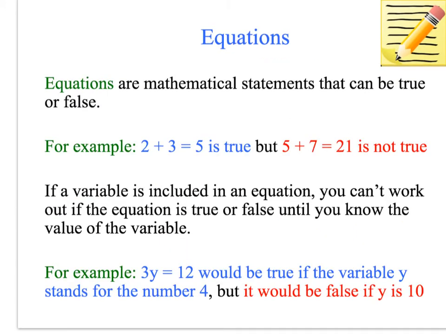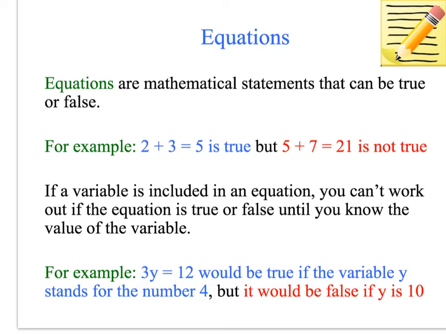Okay, so they are mathematical statements and they can be true or they can be false. So for example, 2 plus 3 is 5 is true because 2 plus 3 does equal 5. But you can write an equation, 5 plus 7 equals 21. It does not make it correct. It is false. So equations can be true and they can be false. So we need to know how to prove that they are true or false. And that's what we're looking at in this topic.